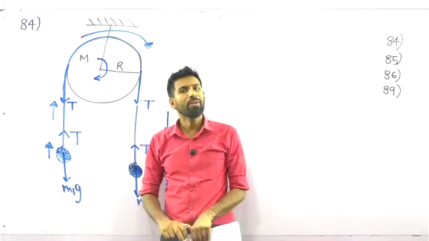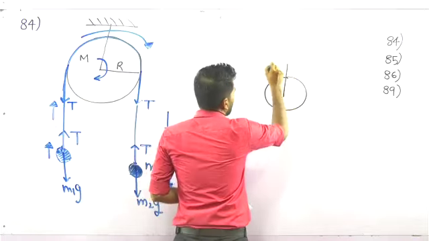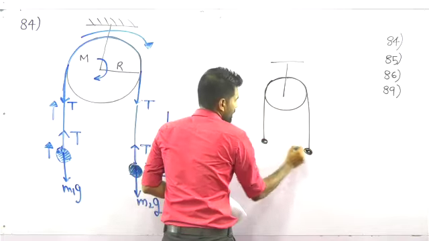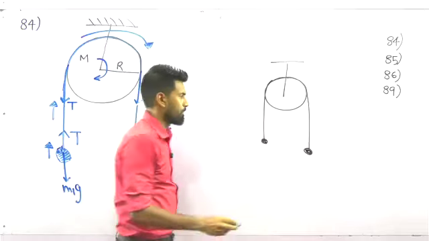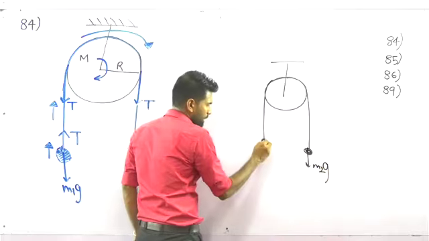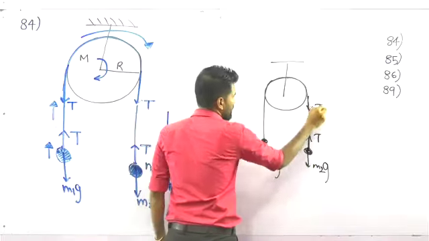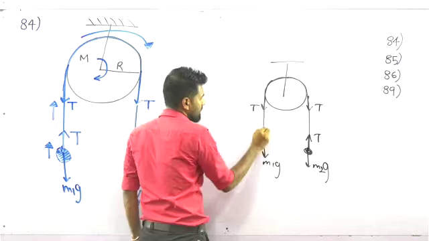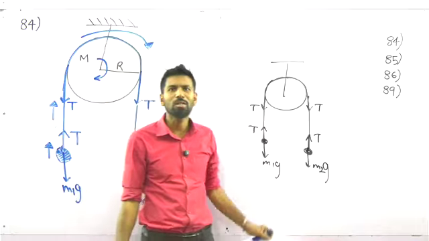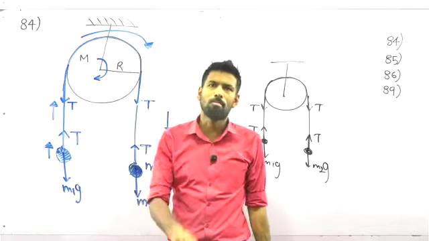Why? Sir, when we were doing F equals MA, we solved the same problem. M2G here, M1G here, then the tension T on one side, tension T on the other side. Sir, so what's the difference? We did it like this, with tensions equal throughout the string. Can't you remember? Yes, I can remember, but there's a problem.